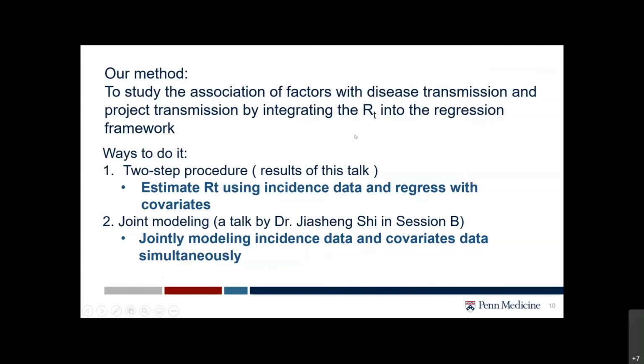So in this talk, I've been focused on the first two-step procedure. There's another talk given by Dr. Jiashan Shi in this morning's session B presentation, talking about how we propose a semi-parametric model to jointly model the association and also the dynamics of RT.